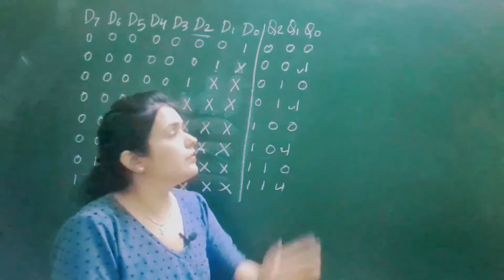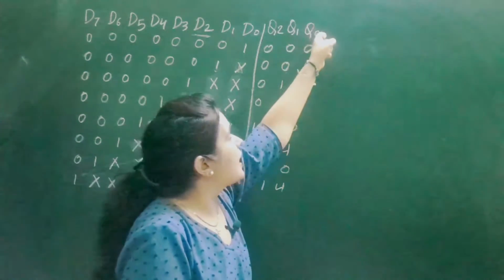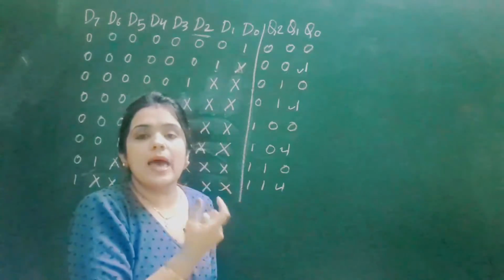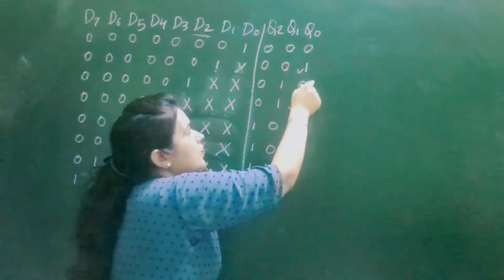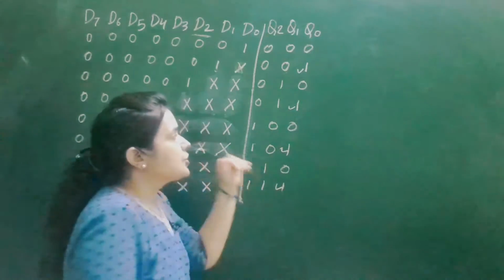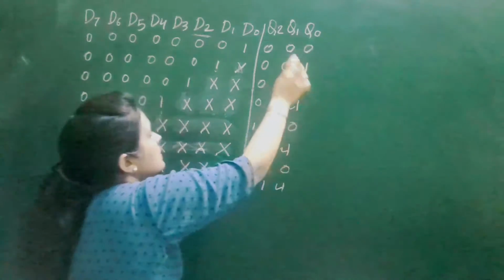Before simplification, we should obtain the expression for Q2, Q1 and Q0. So let's start with Q0. When is Q0 high? When Q0 has value 1, this output has value 1 at these points. So we should write the expression corresponding to these outputs. Okay, so Q0 is 1 here.